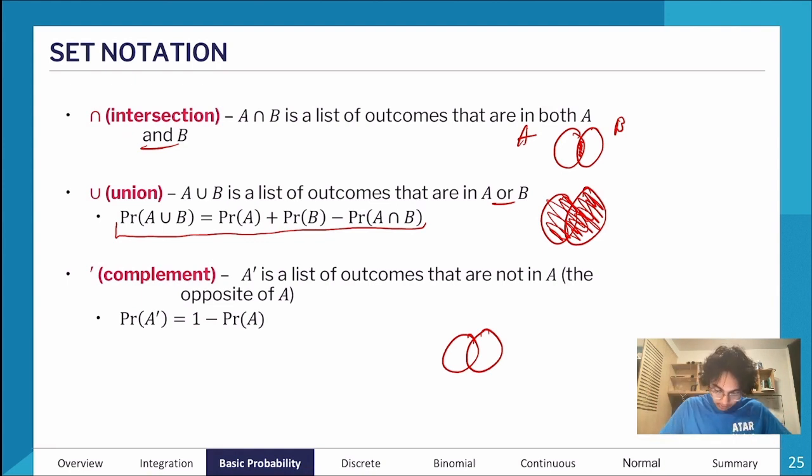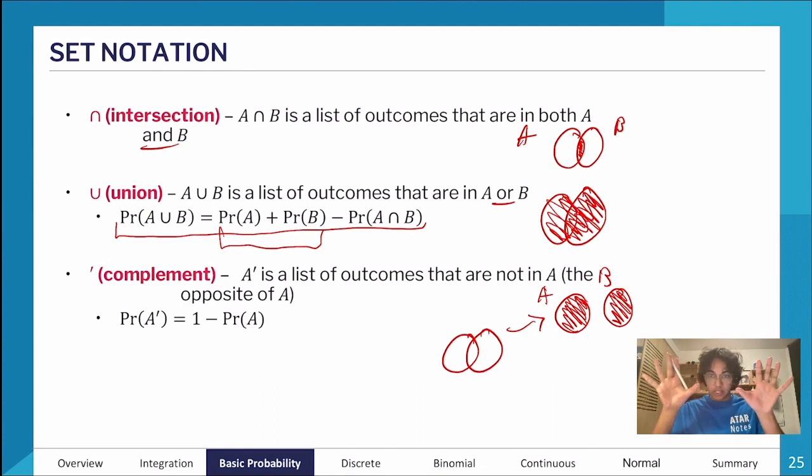Sorry, so I'm going to split this up into two circles. Let's just ignore the intersection at the moment, right? So I know what the probability of A is. I know what the probability of B is, right? And so I'm going to add those together, and that's what this is, right? I'm getting those two circles, and I'm adding them together, right?